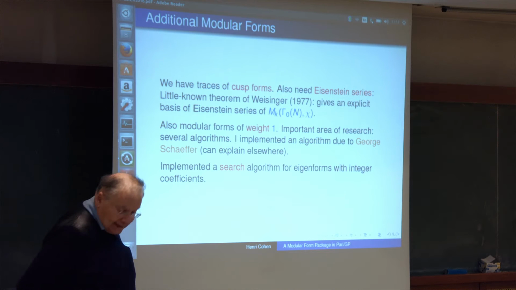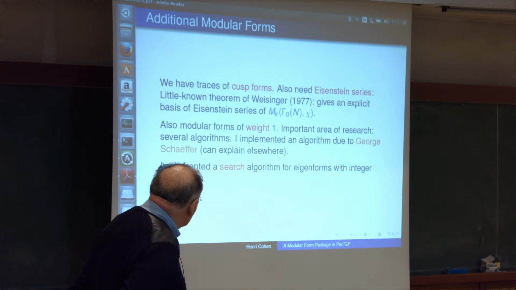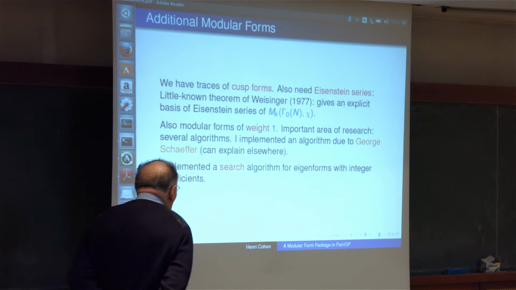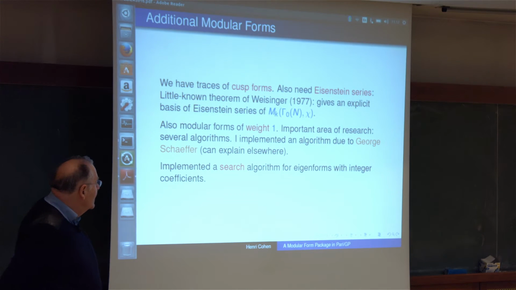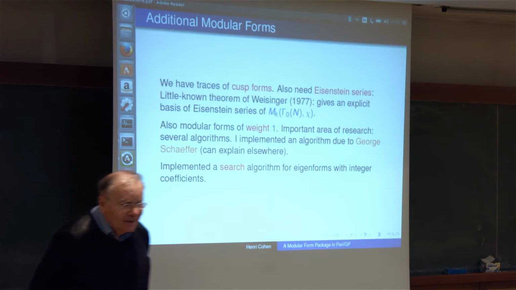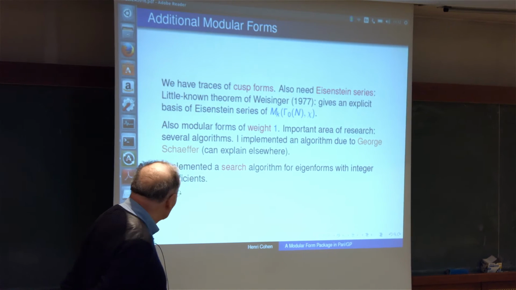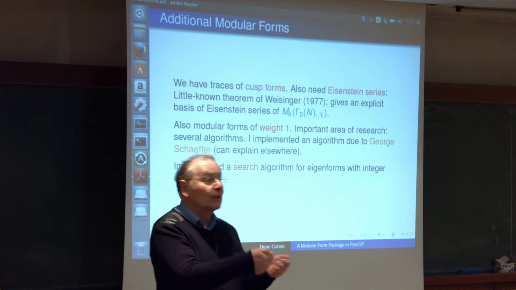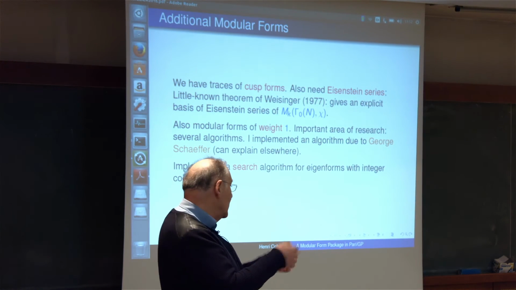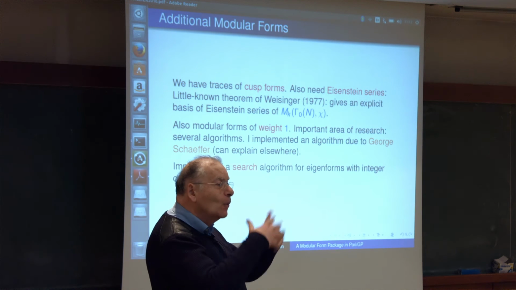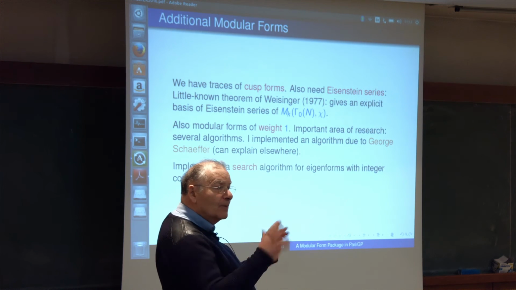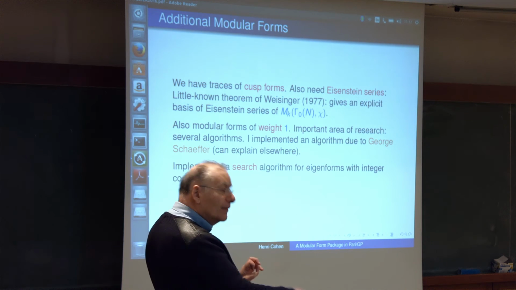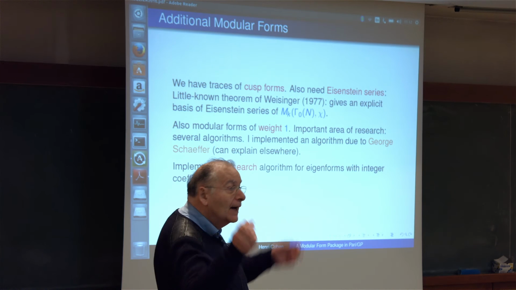And finally, because I was asked by Francis Brown, who is working on multi-zetas, I implemented a search algorithm. If I have time, I'll show you. So you just give A2 and A3, for instance, and you give it a range of levels, weights, and so on, and it gives you all the eigenforms with integer coefficients having the given A2 and A3 or A5 or whatever.